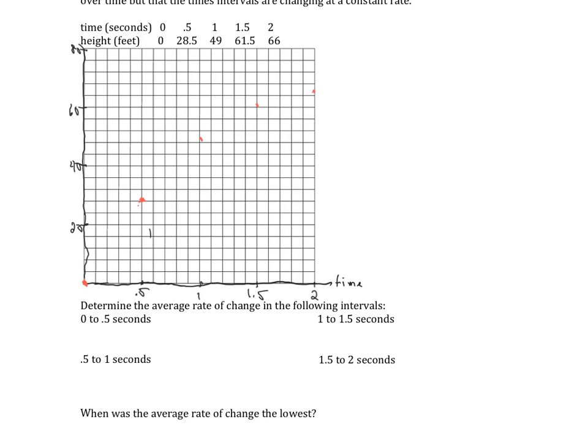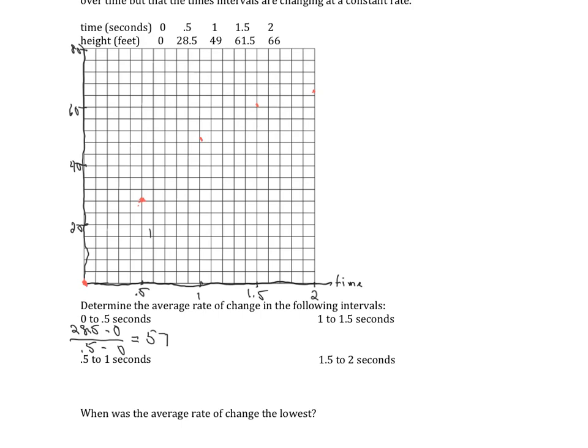lines. So I'm going to go back to my black pencil, and I'm going to find the slope from 0 to 0.5. Remember our formula, change in y over change in x. So 28.5 minus 0 over 0.5 minus 0. And that's going to give me 57.